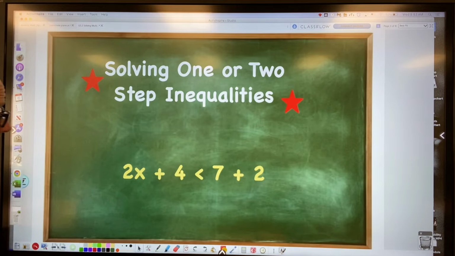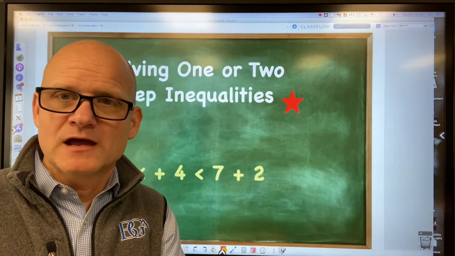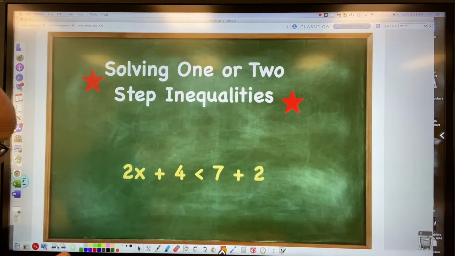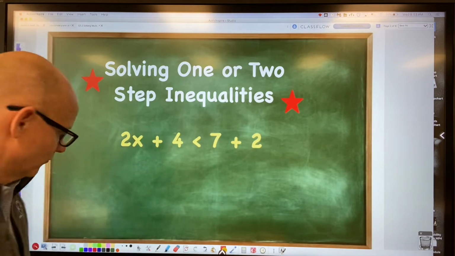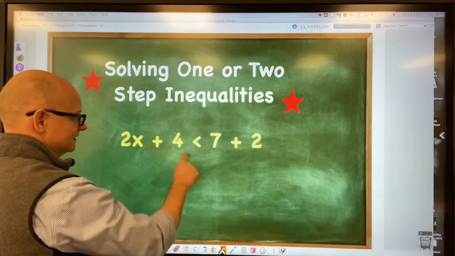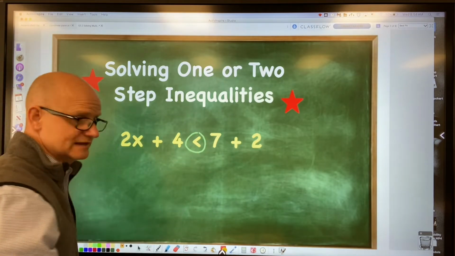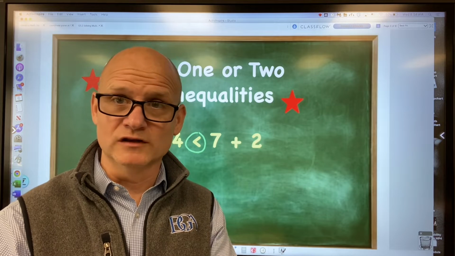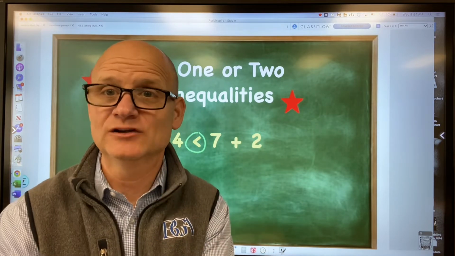Today's topic is solving one or two-step inequalities or multi-step inequalities. So get out a composition book, get your pencil out, pen, and let's take some notes. Okay, so anyway, this is an inequality. Why? Because it has this less than symbol. It has that less than symbol, okay? But solving inequalities, one-step, two-step, multi-step inequalities is very similar to solving an equation.